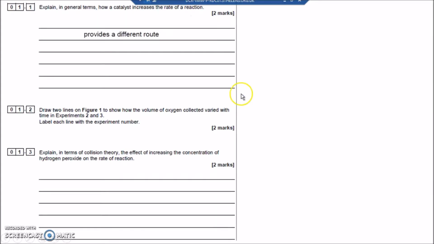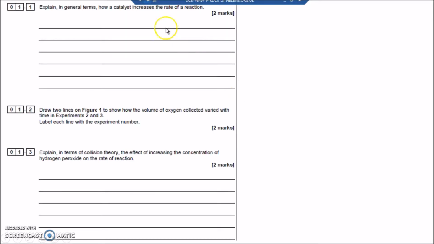So the temperature is staying the same, the amount of water in the mixture is staying the same, so concentration and temperature is staying the same. But the form of the catalyst, whether it be lumps or powders, is changing, and the concentrations of the initial hydrogen peroxide are changing. So let's have a little look.